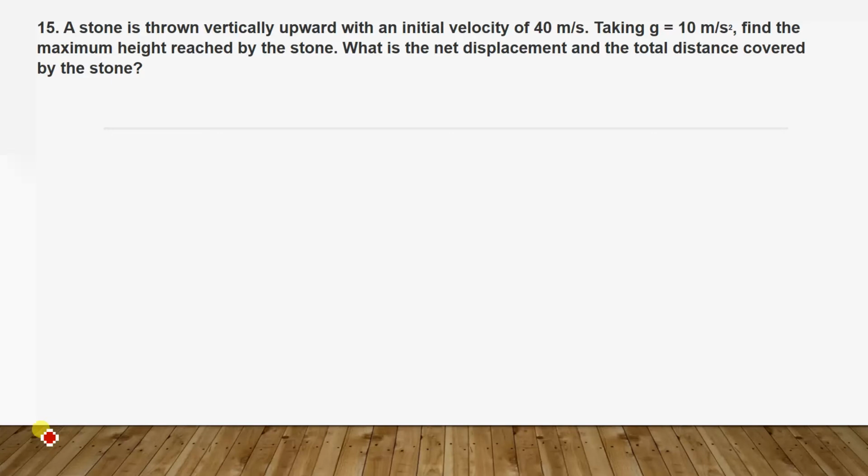Now, what is the view of this question? How will we draw it? Here it is the ground level and the stone is thrown upward. With initial velocity we are giving it as 40 meter per second and we are to calculate the maximum height. How far will it go? Let it reach this point A, the maximum height. So we are to calculate this height.